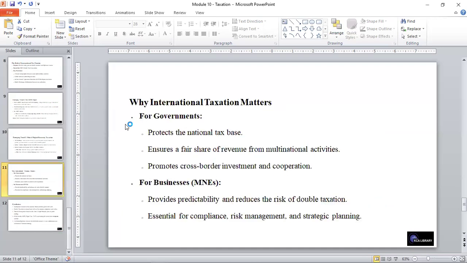And why does international taxation matter? The first is for government: it protects the national tax base and ensures a fair share of revenue from multinational activities. It also promotes cross-border investment and cooperation. And for businesses, it provides predictability and reduces the risk of double taxation, and it is also essential for compliance, risk management, and strategic planning.